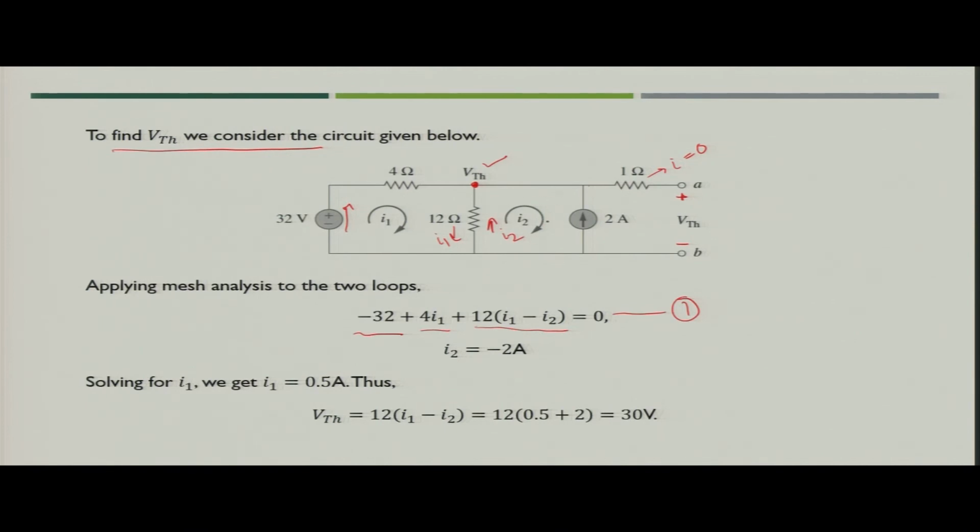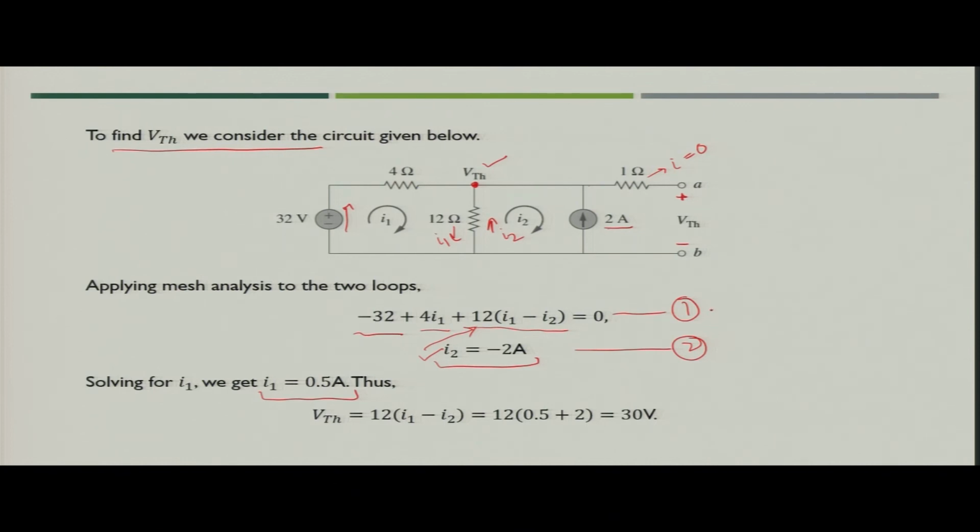Now, if you see the mesh 2, you can straight away see that current I2 is nothing but opposite of the current source value, that is 2 ampere. So, you can simply write I2 is nothing but minus 2 ampere. So, now you have got two equations, I2 you have straight away found. Next, you have to just place the value of I2 in this equation, and you will get current I1 as 0.5 ampere.